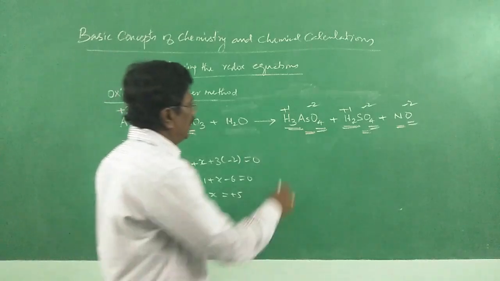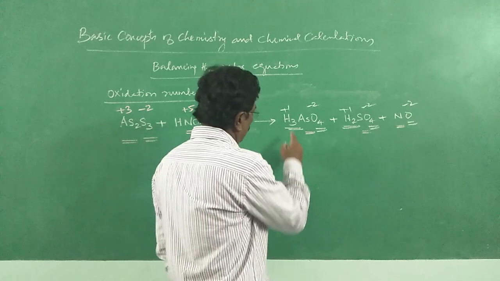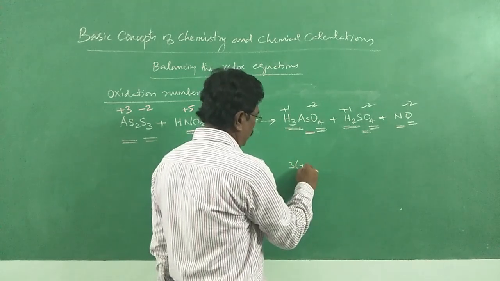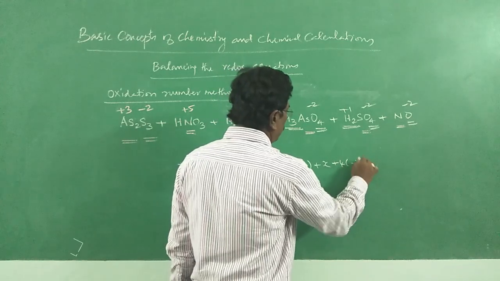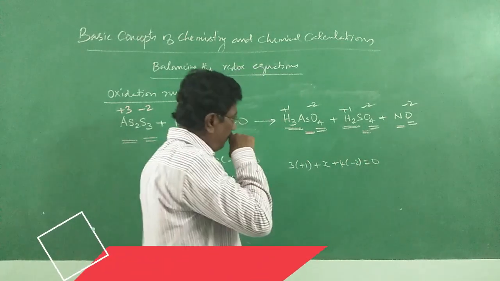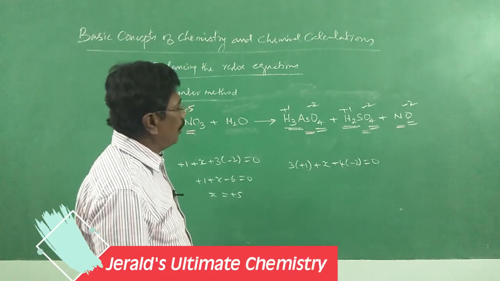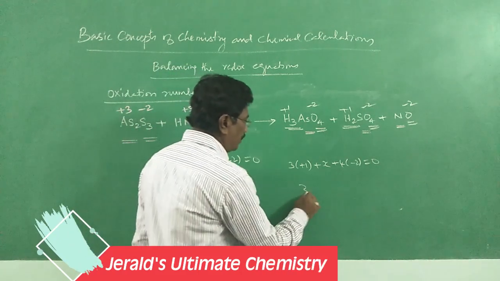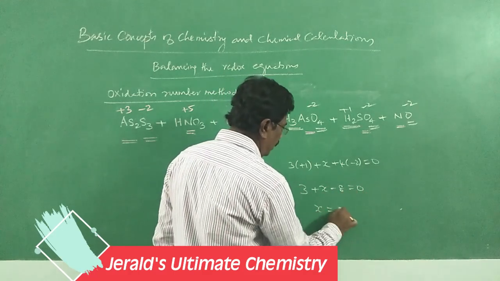Next, in this acid, H3AsO4, 3 into +1 plus x plus 4 into -2 is equal to 0. 3 plus x minus 8 is equal to 0. Therefore, x is equal to +5.